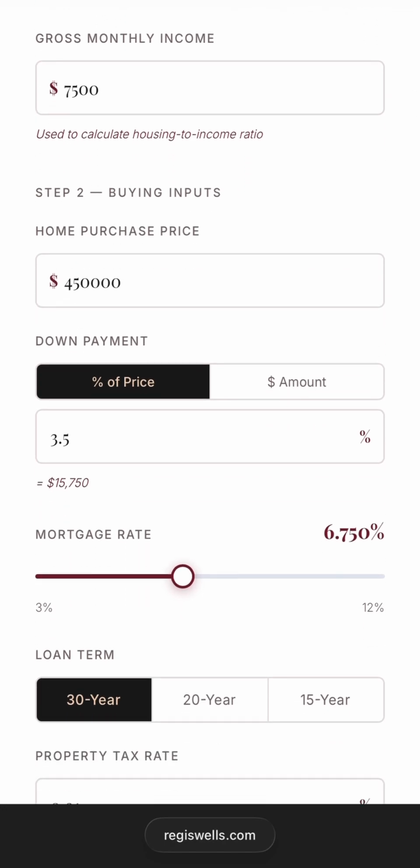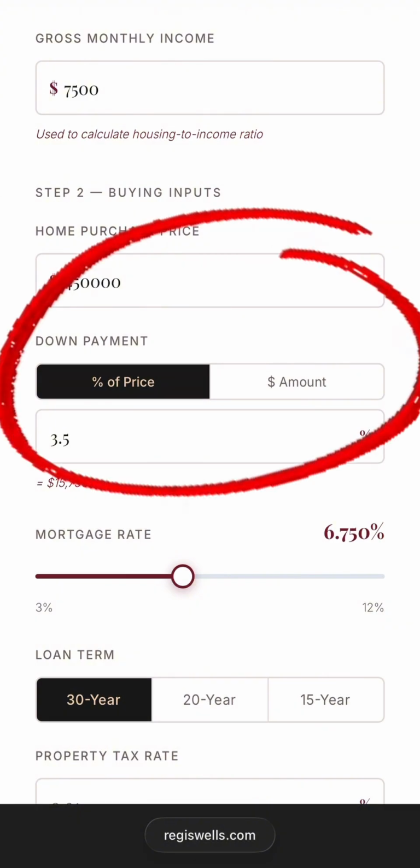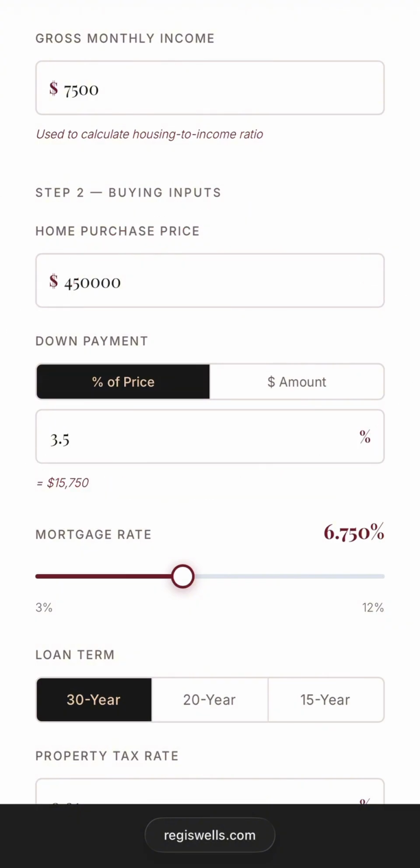The down payment field gives you 2 options. You can either enter it in as a percentage of the home price or toggle over to a flat dollar amount. The calculator converts between the two in real time. Use whichever format matches how you're thinking about your savings.